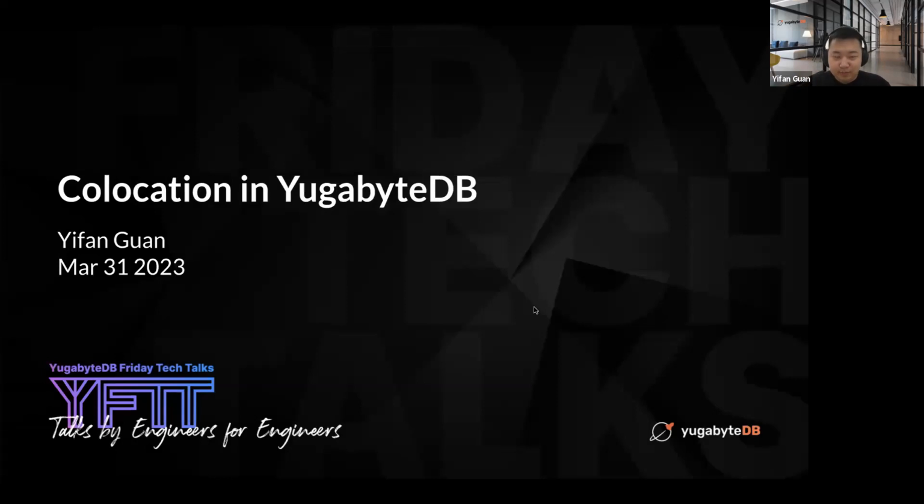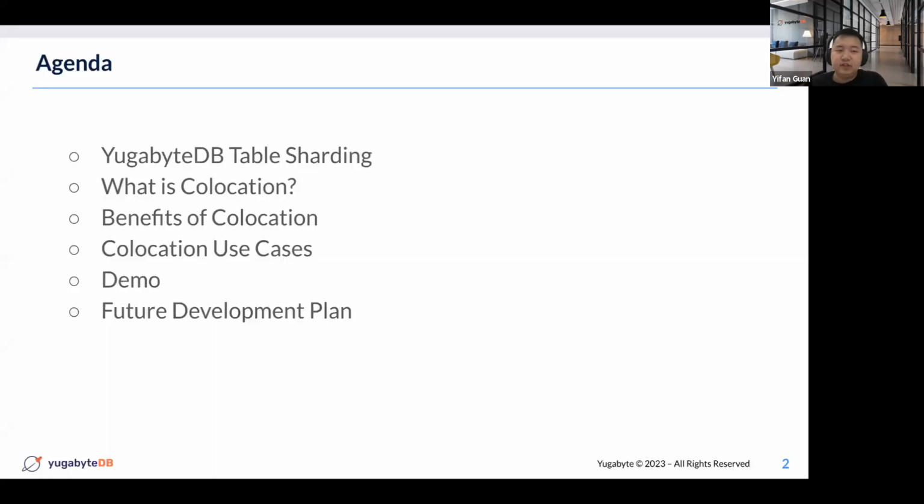Okay, so today it's my pleasure to introduce our feature colocation to you guys. Let's get started. First of all, this is today's agenda. First, I will talk about YugabyteDB regular table sharding mechanism, what is colocation, benefits of colocation, several use cases for colocation. Finally, I will do a live demo and talk about future development plan.